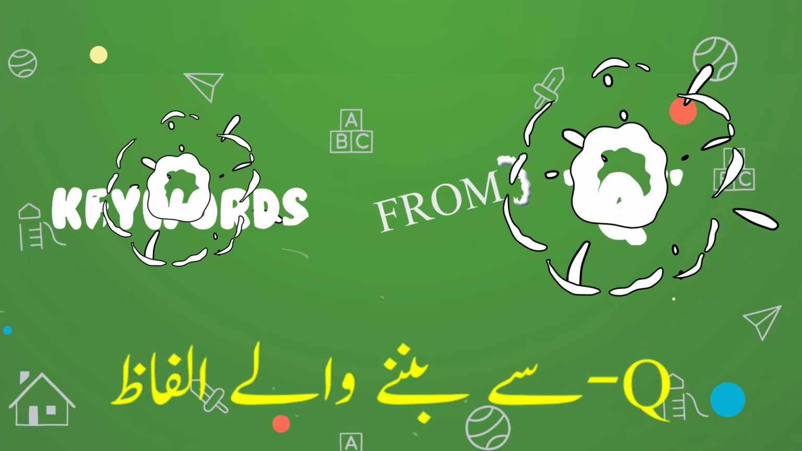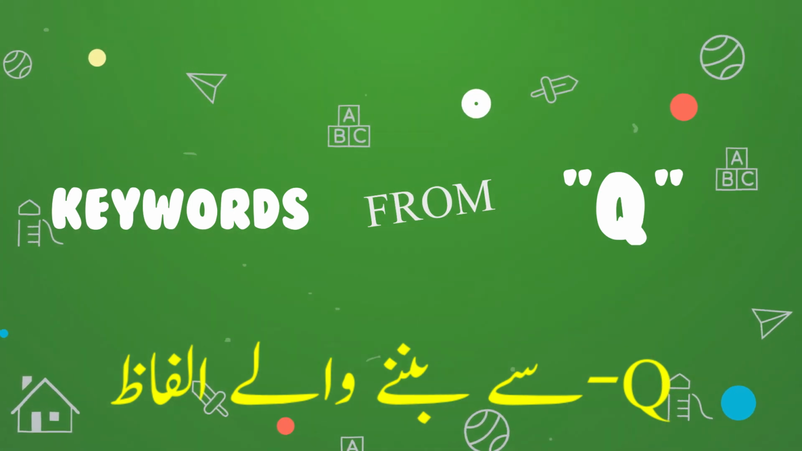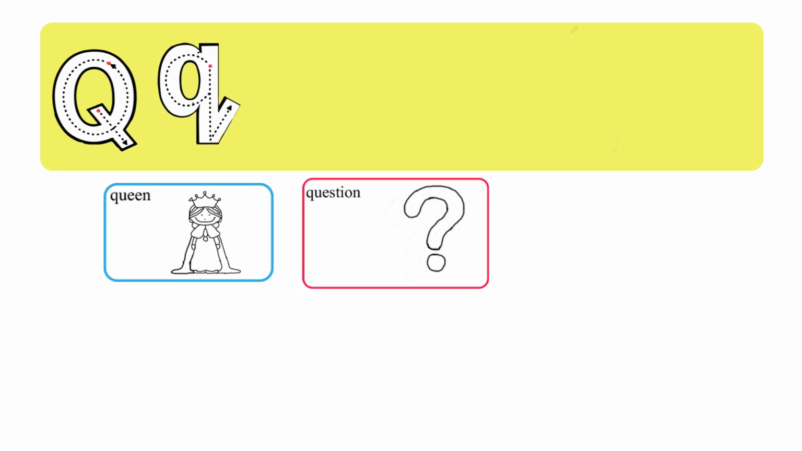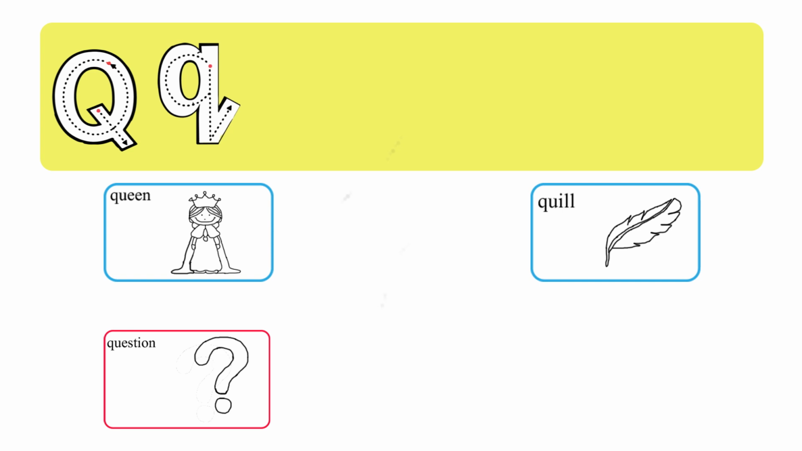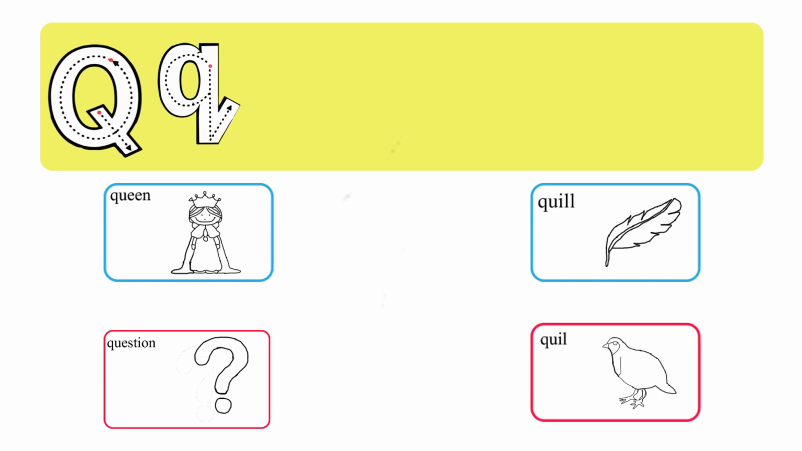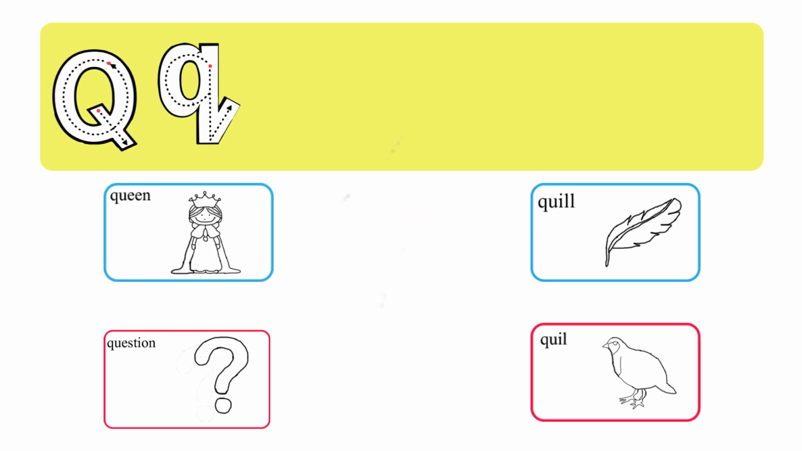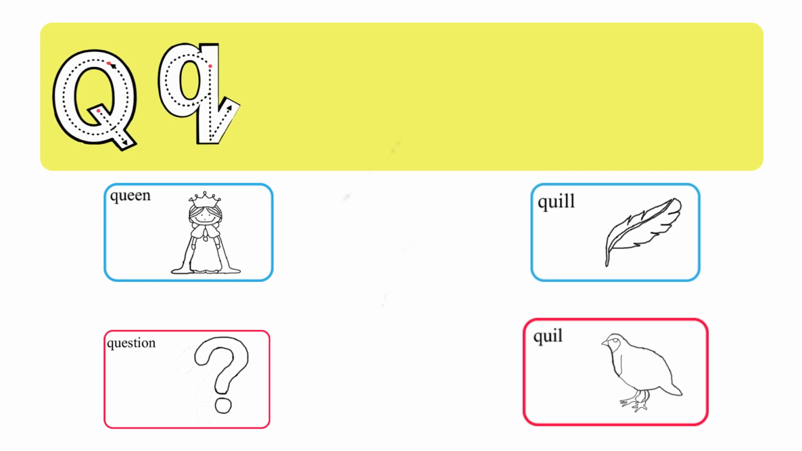Now we will read keywords from letter Q. अब हम Q से बनने वाले अल्फाज पढ़ेंगे. K, queen. K, question. K, quill. K, quail. K, queen. K, question. K, quill. K, quail.